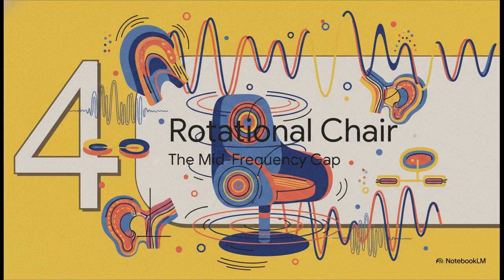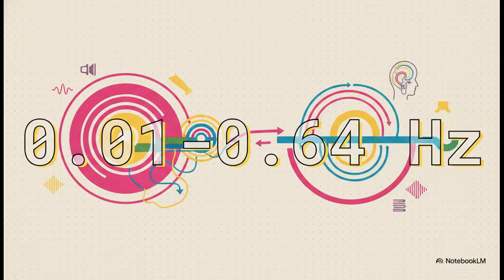Section 4, rotational chair testing. All right, let's explore the tool that perfectly fills the diagnostic gap between the extreme highs and the extreme lows. The rotational chair precisely tests the 0.01 to 0.64 hertz band. This beautifully bridges that mid-frequency gap between the extreme slow end of calorics, way down at 0.003 hertz, and the extreme high end of V-hit, which sits up at 1 to 6 hertz.